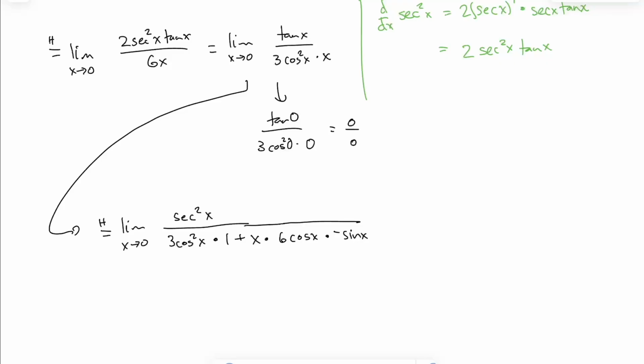So this, when I try to plug in, is 0 up top and then a bunch of stuff down here. No, not 0. 1 up top. That's what I just said. And then a bunch of stuff down here. What is the stuff? 3 times 1, that's from the cosine squared, times 1, plus 0 times 6. The cosine is 1. The negative sine is 0. All of that on the bottom is 3, right? And that's my final answer.